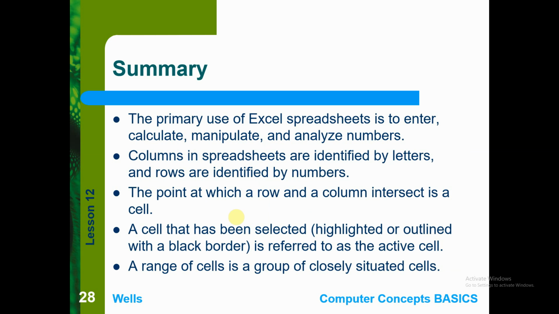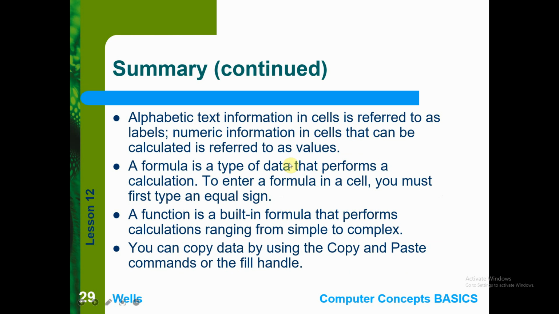So to summarize, the primary use of Excel spreadsheets is to enter, manipulate, and analyze numbers. Then the columns in spreadsheets are identified by letters, whereas the rows naman are for numbers. The point where a row and column intersect is a cell. Then a selected highlighted cell has a black border or any border nga mas ma-define siya, makita mo siya, and that is your active cell. And a group of cells is a range of cells. Alphabetic text information is labels, then values for numbers, numeric information.